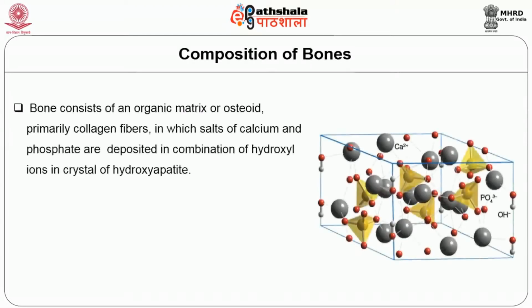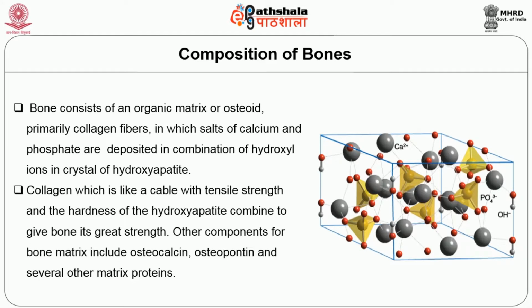It is necessary that you understand the composition of bones. Bones consist of an organic matrix or osteoid, primarily collagen fiber, in which the salts of calcium and phosphate are deposited in combination with hydroxyl ions in crystals of hydroxyapatite. Collagen, which is like a cable with tensile strength, and the hardness of hydroxyapatite combine to give bone its great strength. The other components of bone matrix include osteocalcin, osteopontin and several other matrix proteins.